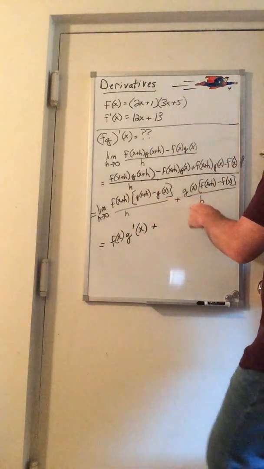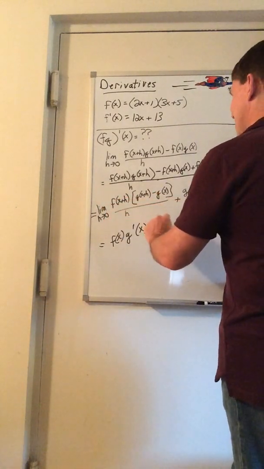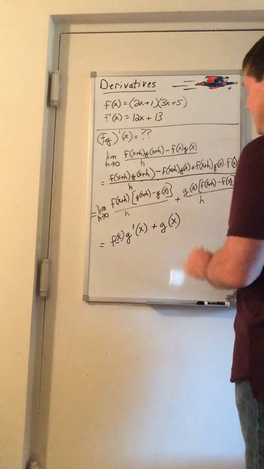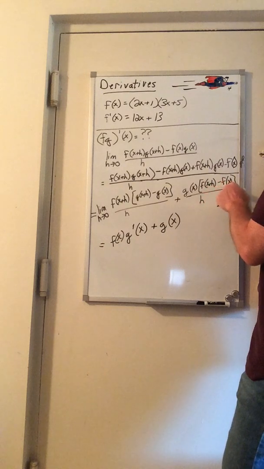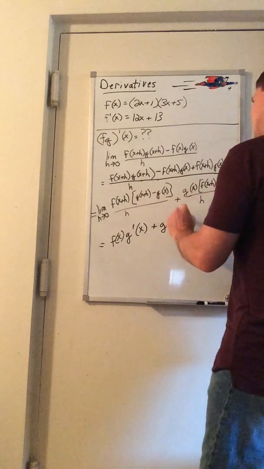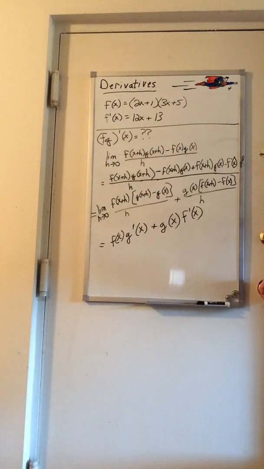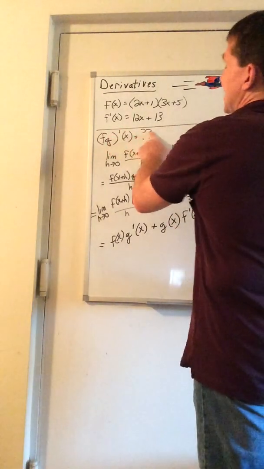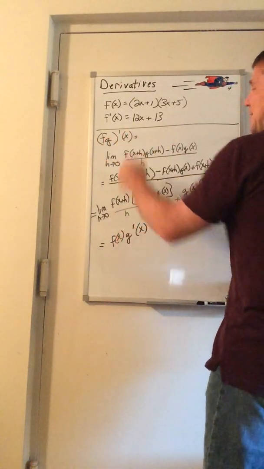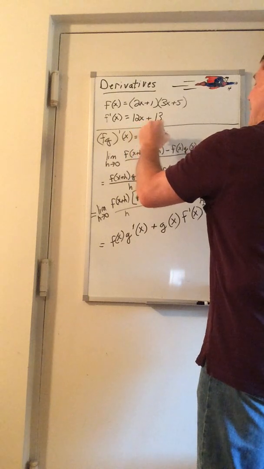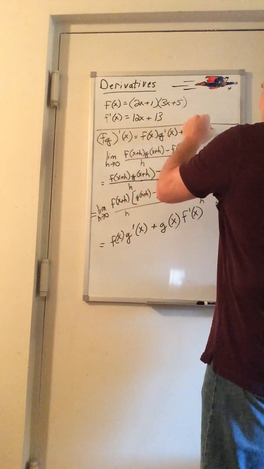Plus, here, the limit as h approaches 0 of g of x, there's no h's in there. That's just g of x. Here, the limit as h approaches 0 of f of x plus h minus f of x over h, that's the definition of f prime of x. And now, we can say, well, what is the derivative of the product of 2 functions? It's f of x, g prime of x, plus g of x, f prime of x.